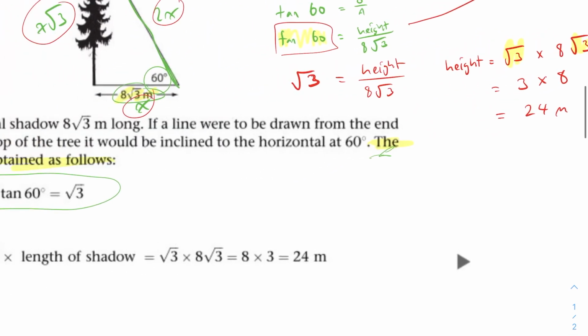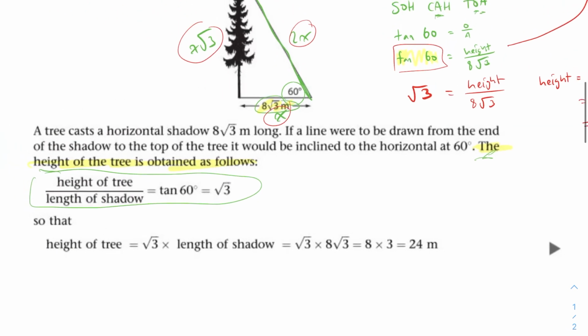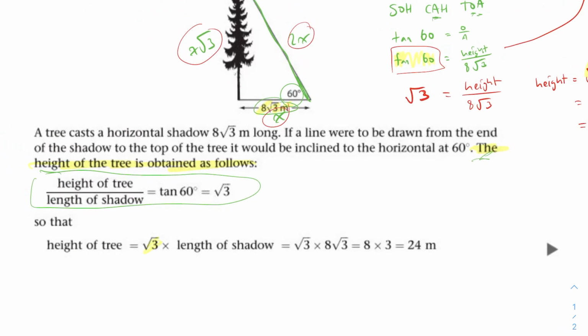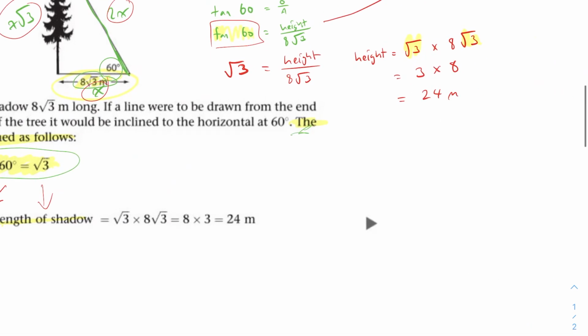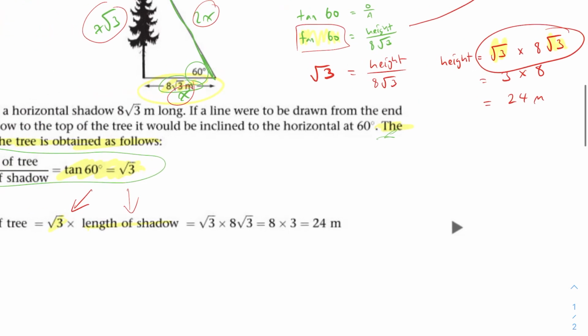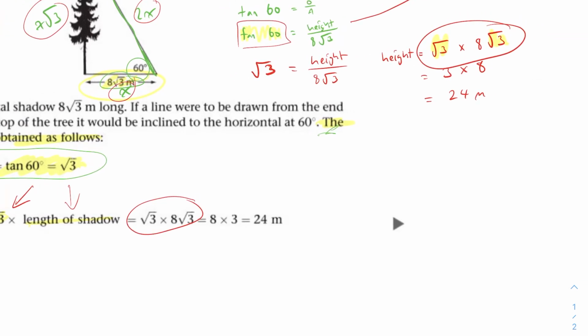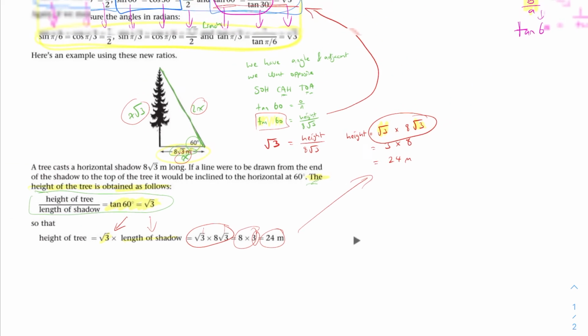Cool. And just to check our answer, this is what the author did as well. Height of the tree is equal to the square root of 3 times the length of the shadow, which is this bit here. So he's worked out here that tan 60 is equal to the square root of 3. And then his height of the tree is equal to the square root of 3, which is this tan 60, and then he's multiplied it by the length of the shadow, which is what we did here. So he's got square root of 3 times 8 times square root of 3, which is what we did. Multiply these two together to get 3. Then he's got 8 times 3, which is 24, which is exactly what we did as well. Cool. And that's that. We did it, guys.